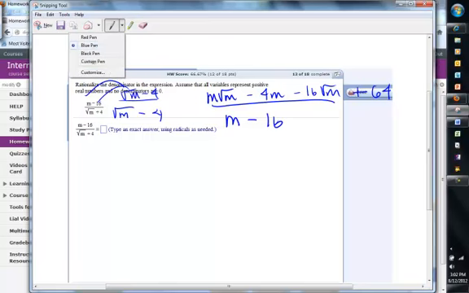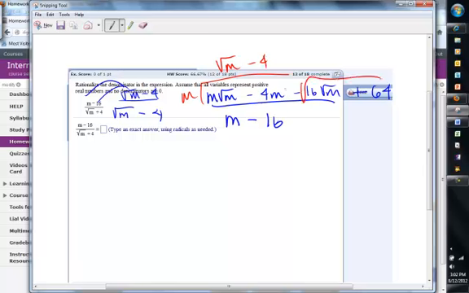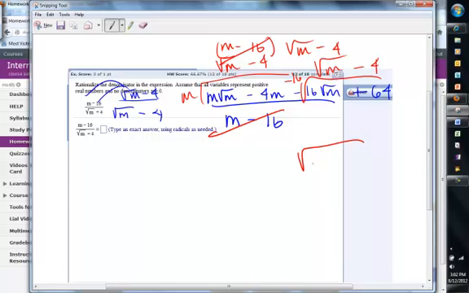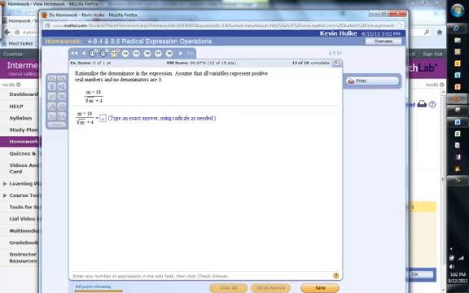Now let's factor that by grouping. I'm going to group these two together and take out an m. And I'm left with root m minus 4. Group these two together and take out a negative 16. I'm left with root m minus 4. So my factored form is m minus 16 times square root m minus 4. These two cancel, and so my final answer is square root m minus 4.